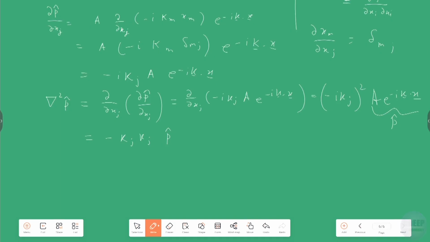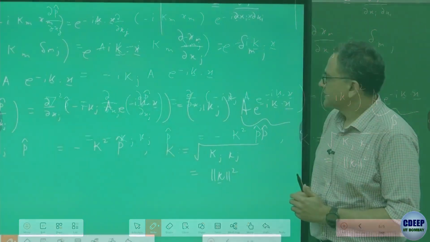So this is just p hat again, and this kappa j square is kappa dot kappa, which is the magnitude of kappa square, which we are going to denote as kappa without the underline. So kappa is defined as the root of kappa j kappa j, which is the norm of the kappa vector, and kappa square is just the magnitude square of the kappa vector. So till now we have not made much sense of that kappa vector. We will now start making sense of that kappa vector. So that's the entire exercise.